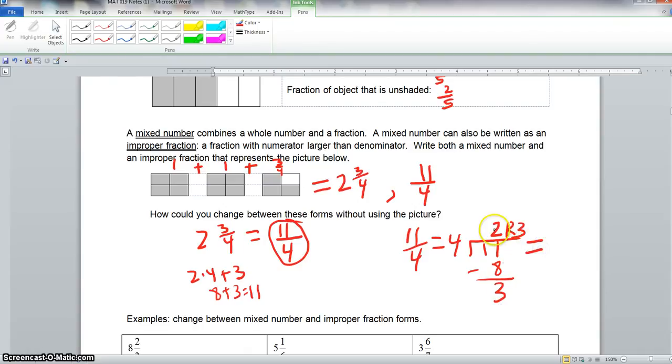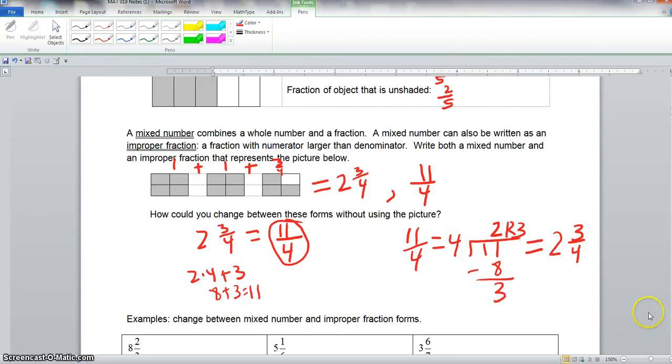So this is how we will write our final answer. This 2 here, or any number that's in front of the remainder, that will be your whole number. Your denominator is always the number you had divided by, which is 4. And your numerator is always the remainder. So let's recap that. The number in front of the remainder is your whole number. The number you divided by is your denominator. And your remainder is your numerator.